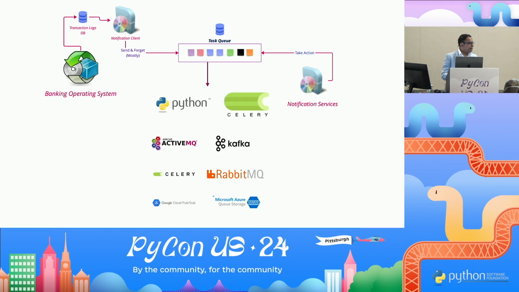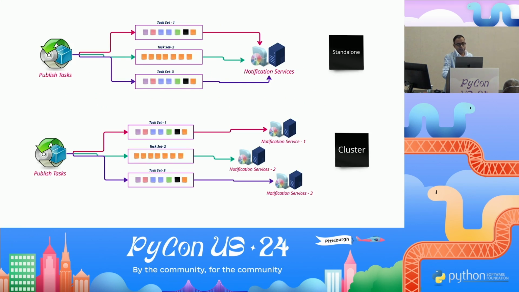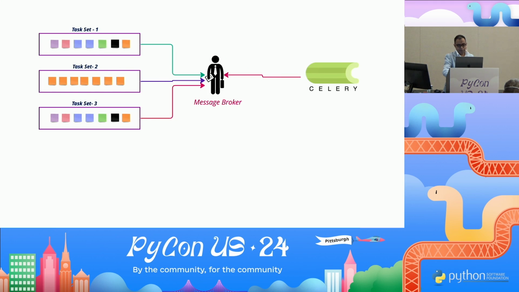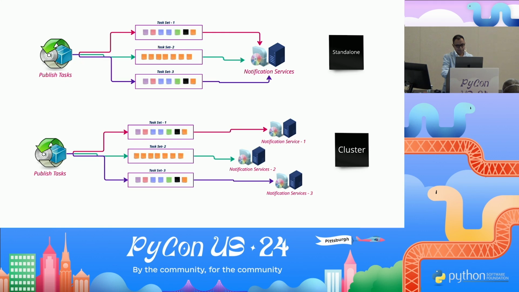So, task queues are clear till now? Yep. Okay. Now, task queues can be deployed in two ways. We can create multiple task queues in a single system. That's called standalone mode, and when we have multiple task queues in different systems, it's called cluster mode. Okay. That's the usual definition for pretty much everything.